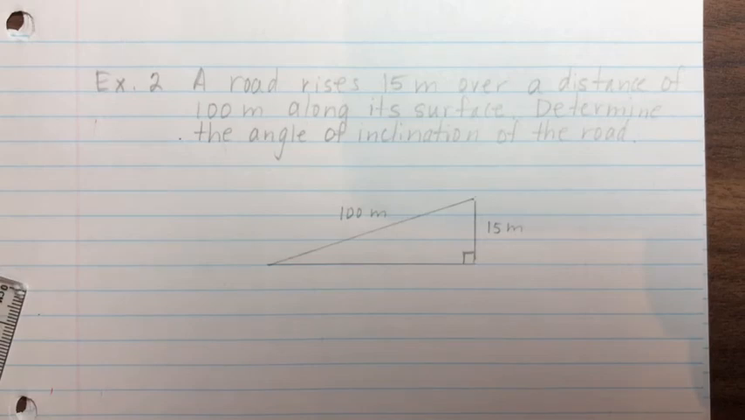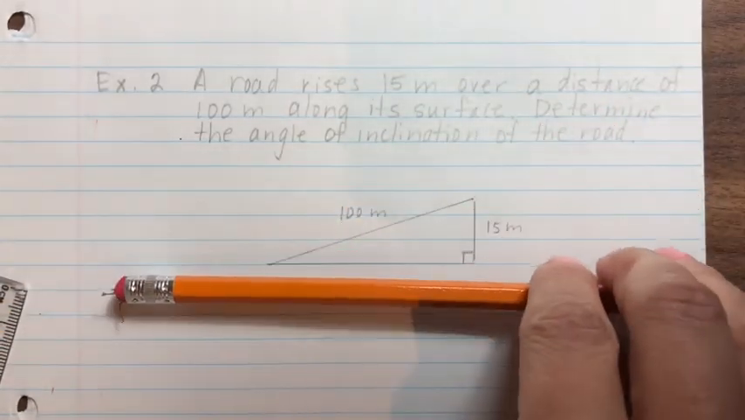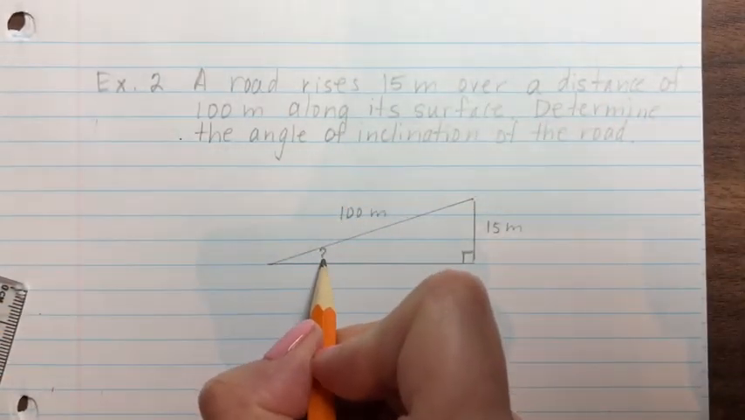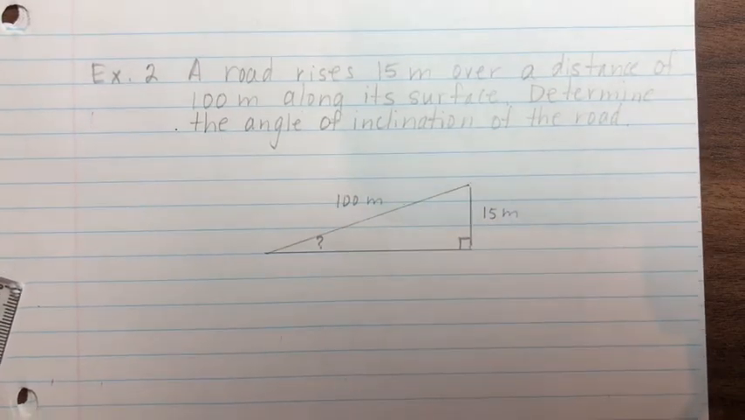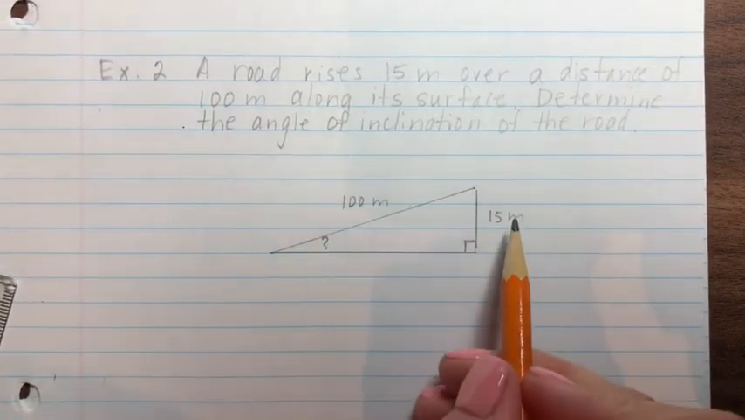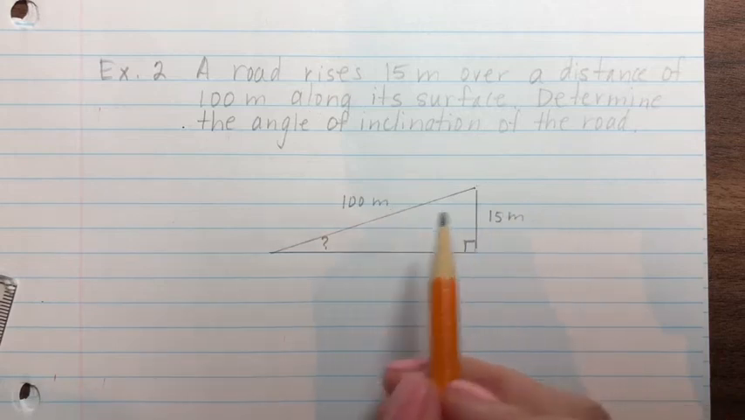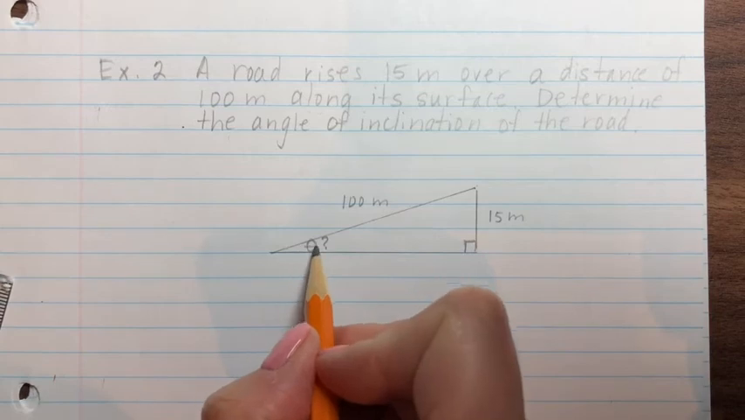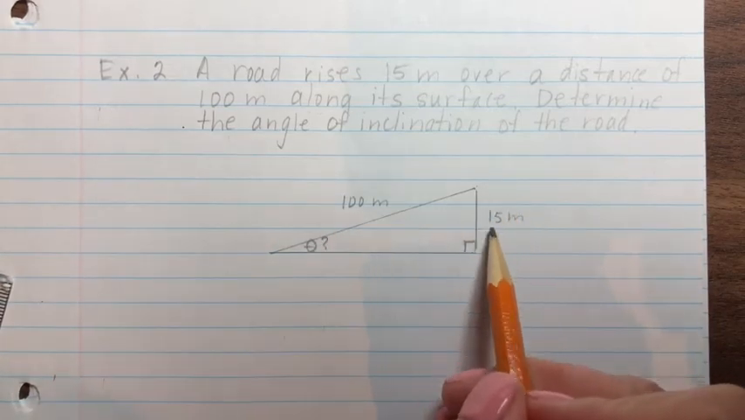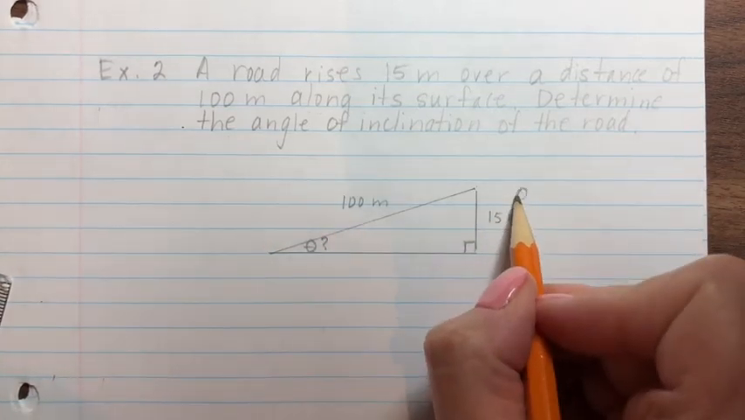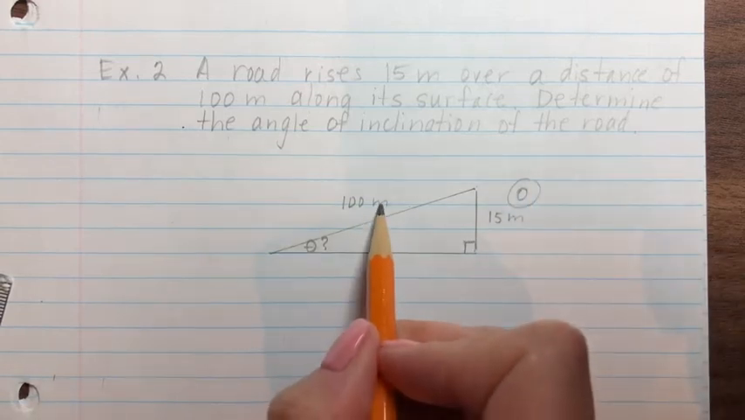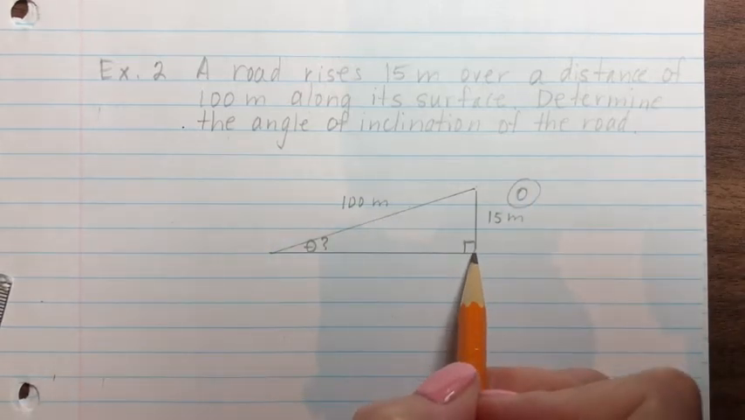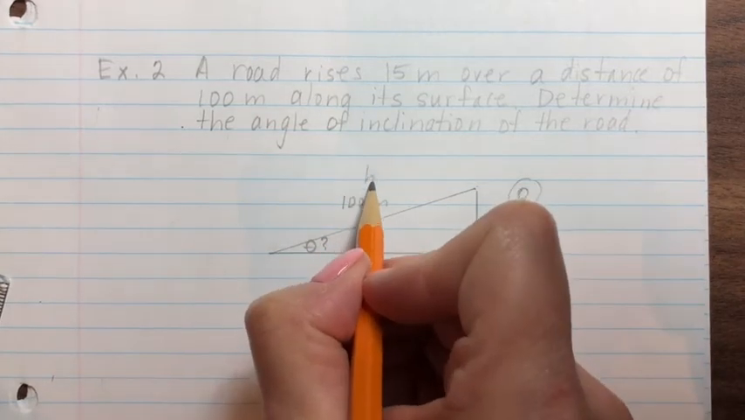And we're asked to determine the angle of inclination. So the angle of inclination is the angle that's formed between this diagonal and this horizontal line. So this is the angle that we're looking for. So we're going to first label the two sides involved in the problem in relation to this angle here, and I'm just going to call it theta. The 15-meter side is our opposite side, and the 100-meter side, because it's the longest side and is across from the 90, is the hypotenuse.